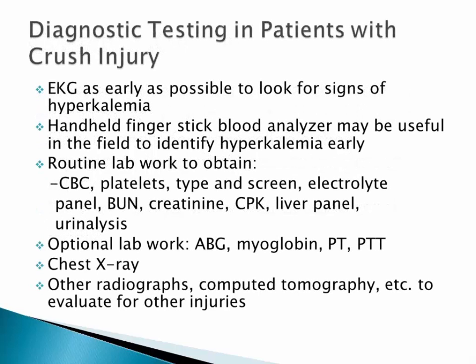As far as diagnostic testing in patients with crush injury, EKGs should be done as early as possible, and they might help us look for signs of hyperkalemia. This is why, in the field, even while the patient may not be extricated yet, EKG monitoring should be performed if at all possible. Handheld fingerstick blood analyzers should be used in the field to identify hyperkalemia early. Then there's routine blood work once we get to the hospital, just typical things we order in most trauma patients, but certainly important for crush injuries. And then radiographs as appropriate. All of these results will indicate blood loss and need for transfusion, pick up electrolyte abnormalities and kidney function, and hopefully give us the extent of muscle damage that may be ongoing, certainly with the CPK and the myoglobin checks.